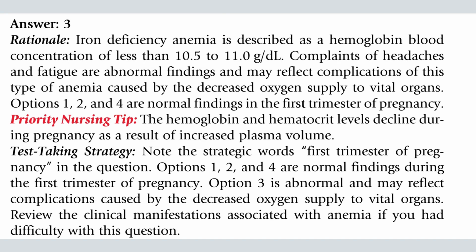Answer: 3. Rationale: iron deficiency anemia is described as a hemoglobin blood concentration of less than 10.5 to 11.0 grams/dl. Complaints of headaches and fatigue are abnormal findings and may reflect complications of this type of anemia caused by the decreased oxygen supply to vital organs. Options 1, 2, and 4 are normal findings in the first trimester of pregnancy.